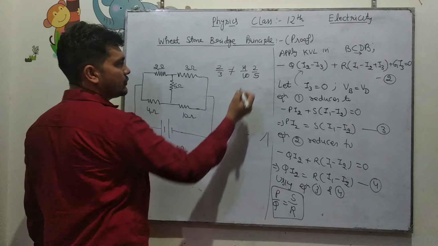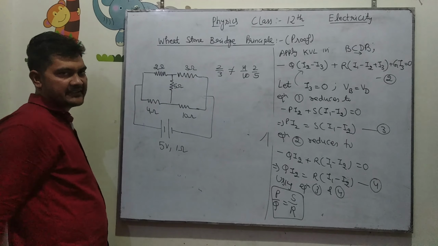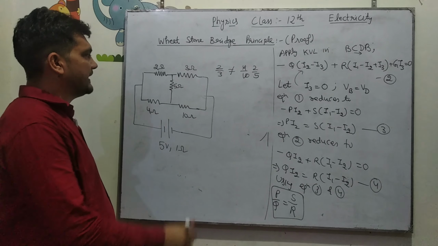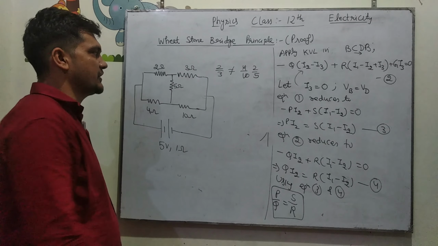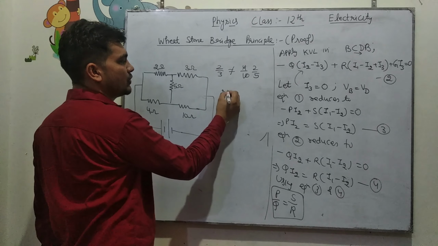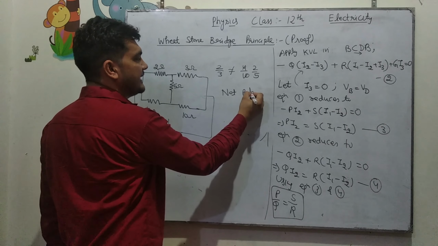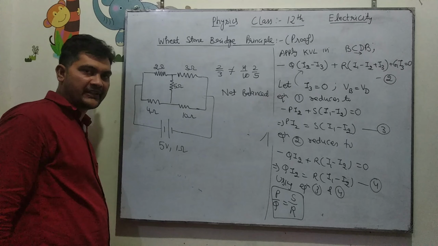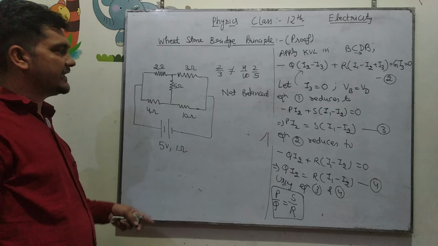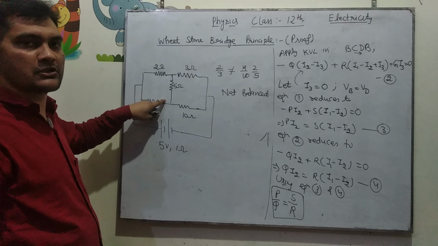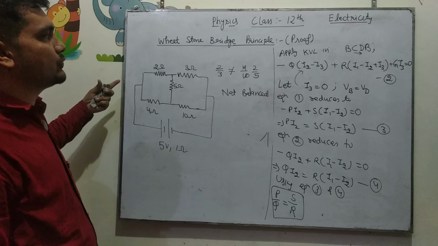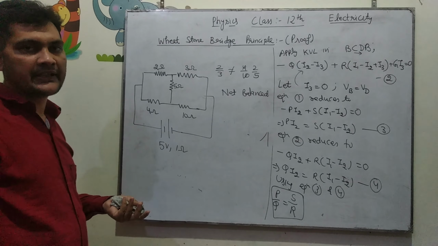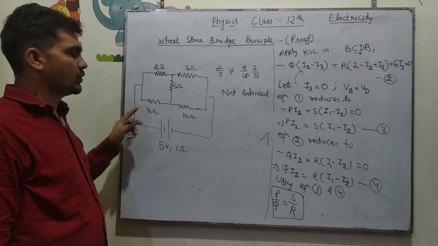These ratios are not equal. Here you have 2 upon 5 and here you have 2 by 3. It means that this is not in balanced situation. The Wheatstone bridge is not balanced. And if it is not balanced, then you cannot remove this 5 ohm resistance from here. It means some current is flowing through this branch also. In that case, you will have to apply Kirchhoff's voltage laws and Kirchhoff's current law to solve this circuit.